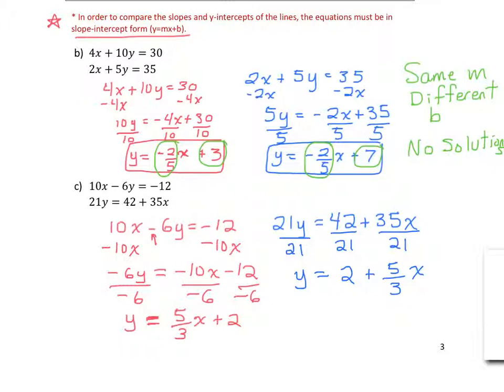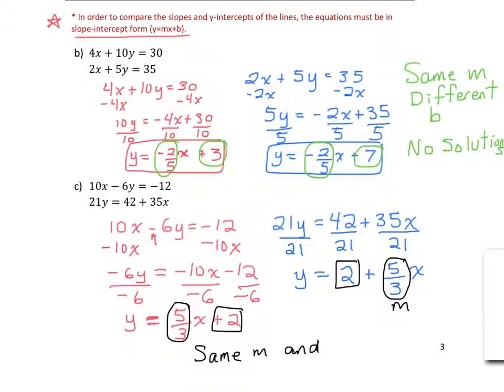If we look at our two equations, we will see what the slopes and the y-intercepts are and how they compare. So in this one, the slope is 5 over 3, and in the second equation, the slope is also 5 over 3. Because remember that m value is the value multiplied by x. Also, our y-intercept in the first equation is 2, and the y-intercept is positive 2 in the second equation as well. So because the slopes are the same and the y-intercepts are the same, they are coincident lines and have an infinite number of solutions.